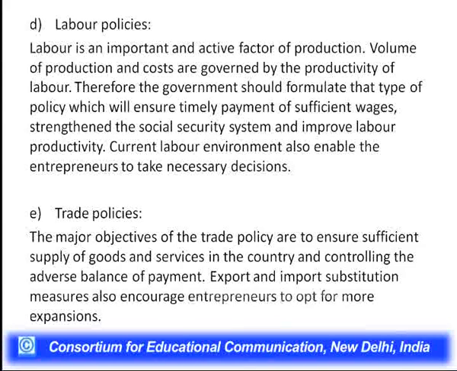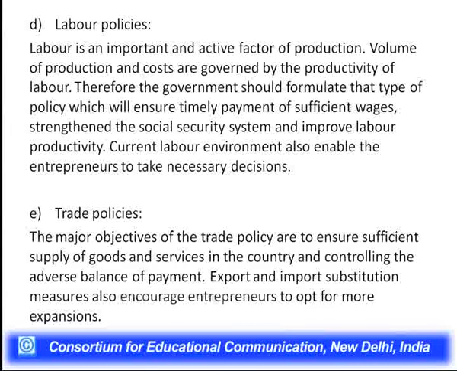Next is labor policies. Labor is an important and active factor of production. Volume of production and cost are governed by the productivity of labor. Therefore, the government should formulate the type of policy which will ensure timely payment of sufficient wages, strengthen the social security system, and improve labor productivity. The current labor environment also enables entrepreneurs to take necessary decisions.